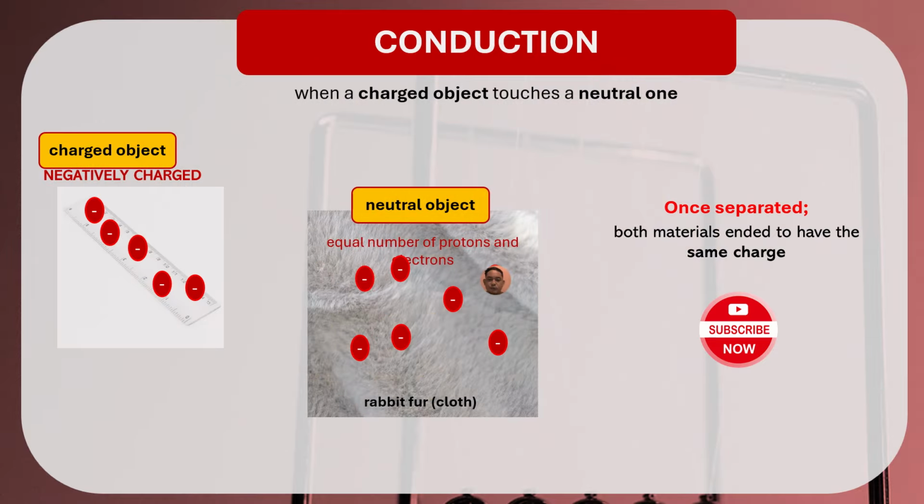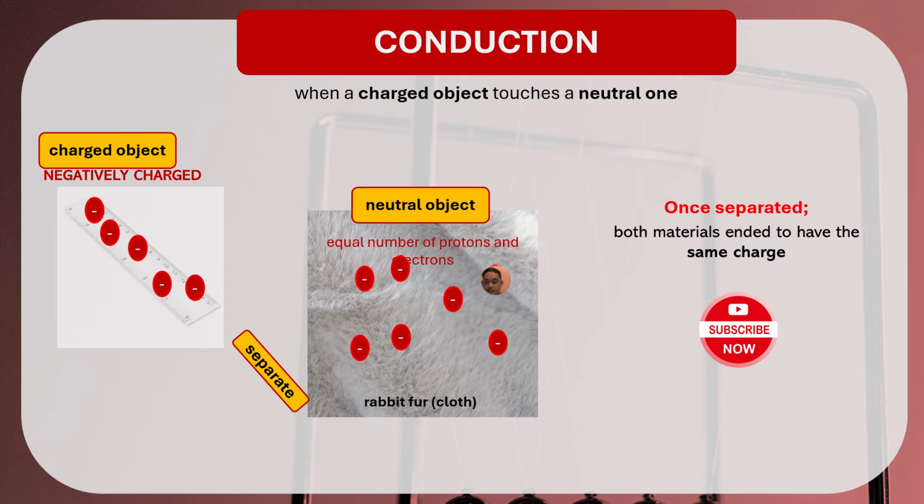And then, if we now separate the two objects, look at the pictures there. Both materials end up with the same charge. Remember, our ruler has many electrons, and it does not transfer all or half of its electrons to the rabbit fur. They just need a couple of electrons in order to meet the equilibrium, or for the voltage to become the same. That's the goal in conduction. Both materials end up with the same charge.